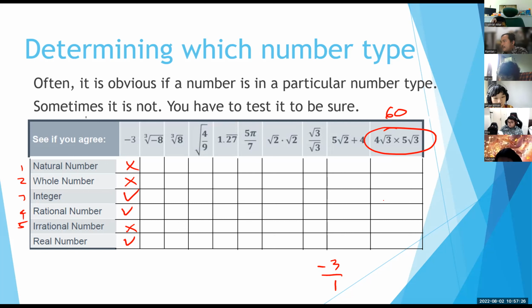Ada yang udah dapat? Kayaknya udah dapat. Is it 6? 4 square root of 3 times multiply by 5 square root of 3. Oh, so it's not 4 times square root of 3. 4 square root of 3 is actually 4 times square root of 3, but you don't have to write this down in the calculator. The calculator will automatically process that it is a multiplication.